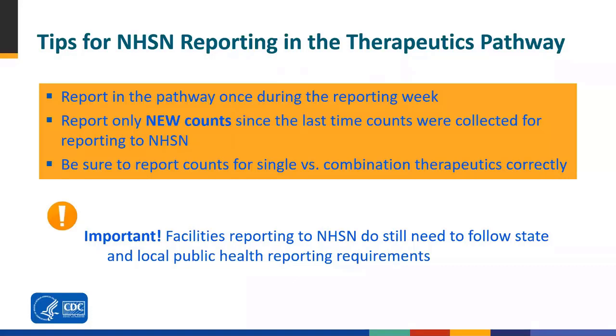And then also, when you are reporting weekly counts, be sure to accurately record the number of residents who received a therapeutic that was not in combination with any other therapeutics. So for example, if a resident at your facility receives bamlanivimab alone, not in conjunction with any other therapeutic, you will select bamlanivimab in the application. Do not also select bamlanivimab plus etesevimab in the application.